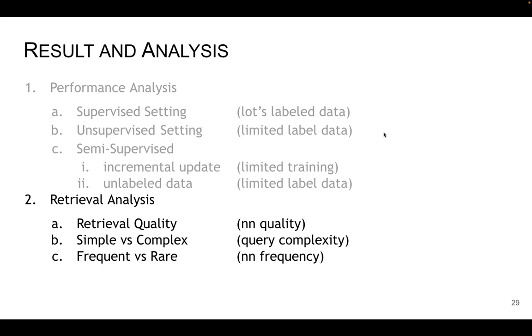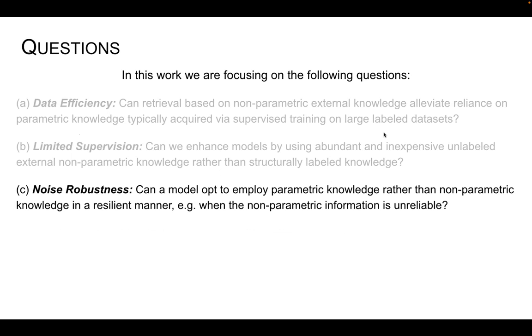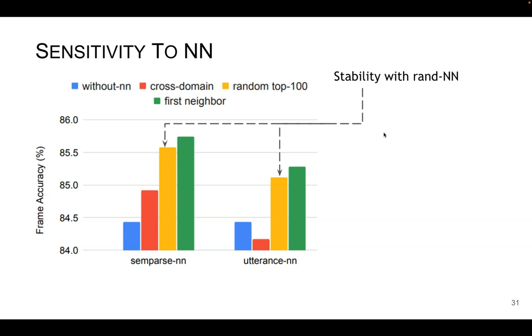Last, we did a lot of analysis on the retrieval side: how does retrieval quality matter, how do simple and complex utterances have performance improvement, and how does the frequency of utterances affect this method. So first we look at noise robustness. Basically the main aim is, if the nearest neighbor retrieval is not that resilient to noise, for example if it has erroneous retrieval, can the parametric knowledge still be used for making the prediction correct? And we found this is true.